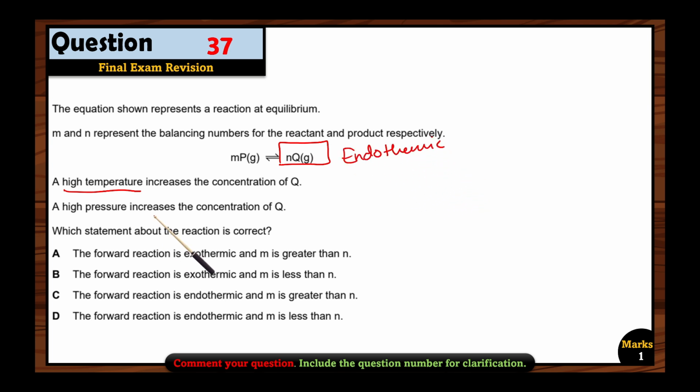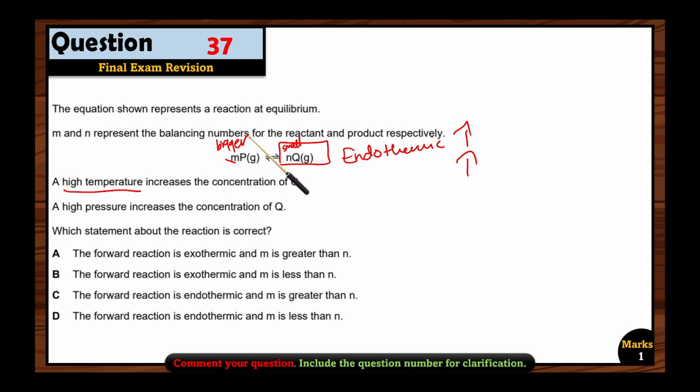High pressure increases the concentration of the Q. Since it is high pressure and high temperature, high pressure means that the N is smaller. N is smaller than M, right? M is the bigger number of moles. So let's see now which statement about the reaction is correct.